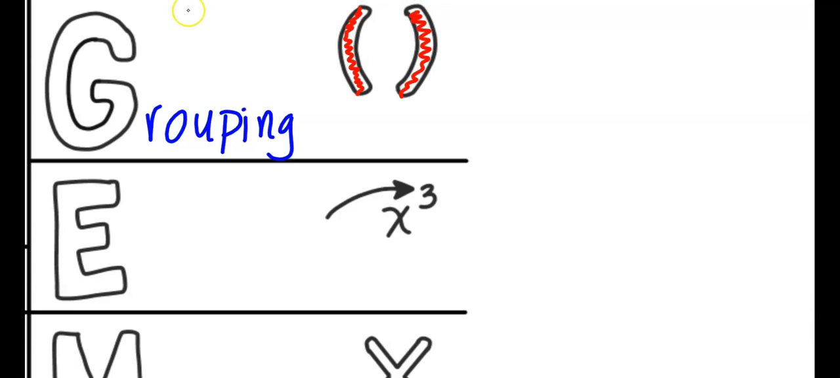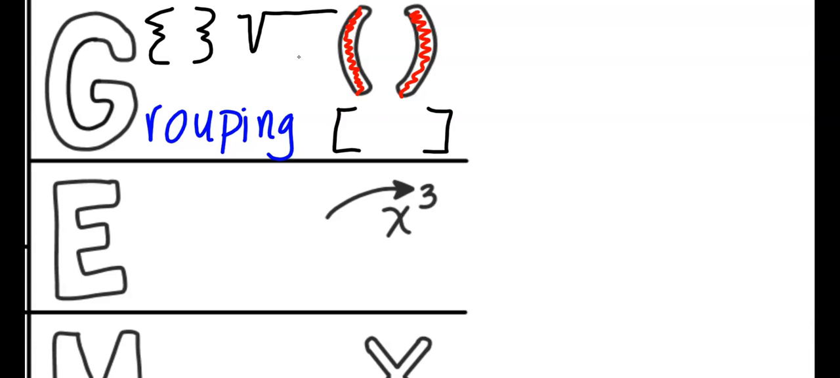We also have brackets. We have braces. We also have the square root sign. So if you have an expression, let's say 2 plus 7 inside the square root sign, you're actually going to treat this as a grouping. So you're going to add 2 and 7 before you find the square root. So this is an example of another grouping symbol.